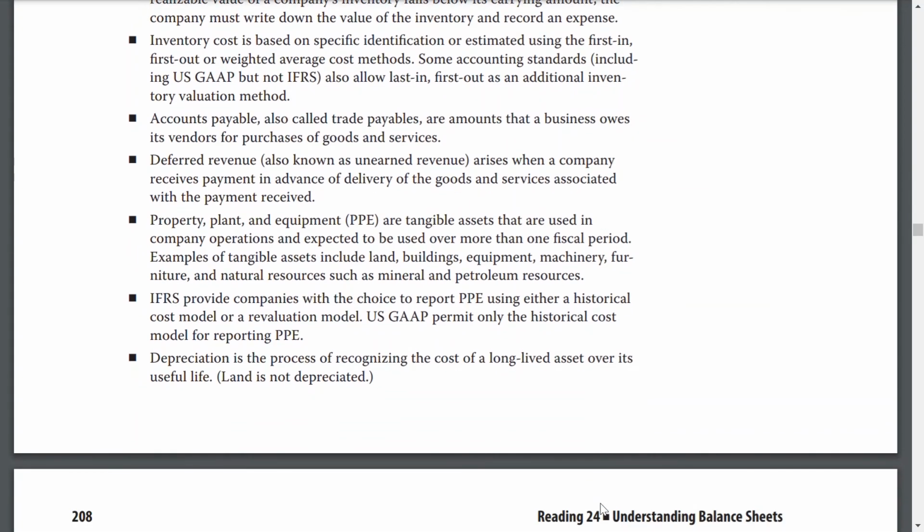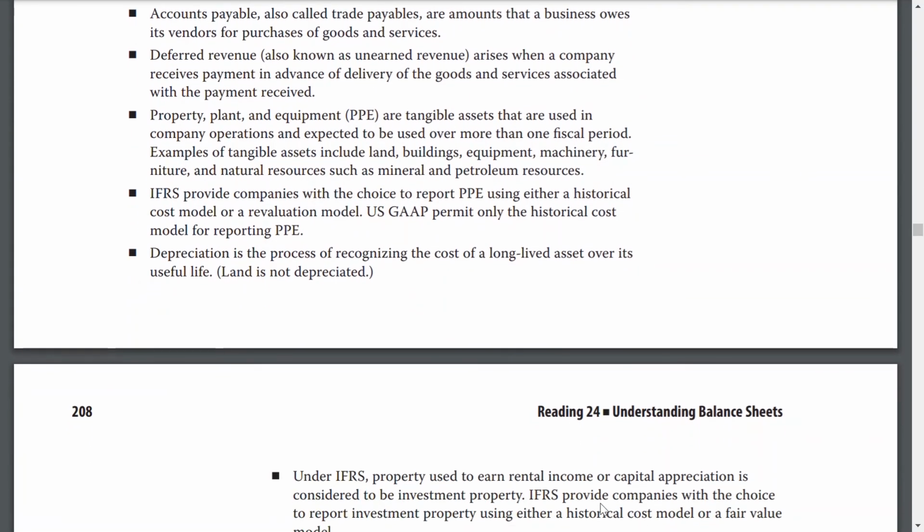Accounts payable, also called trade payables, are amounts that a business owes its vendors for purchases of goods and services. Deferred revenue arises when a company receives payment in advance of delivery of the good or service associated with the payment it received. Property, plant, and equipment, PPE, are tangible assets that are used in a company's operations and expected to be used over more than one fiscal period.